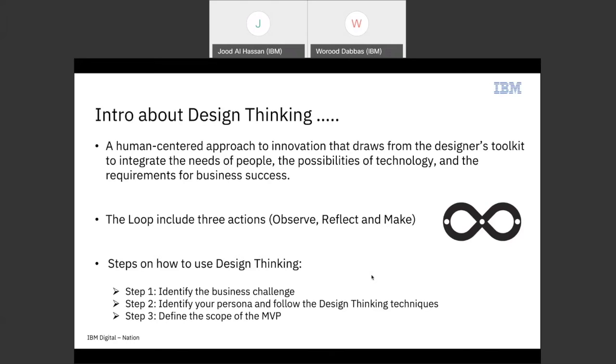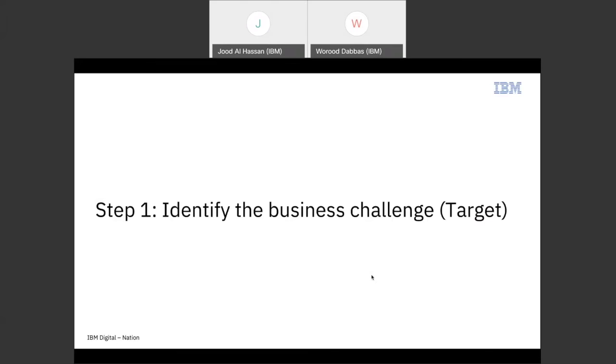And whoever is following the design thinking techniques should make sure they are targeting the right personas by asking them questions, making surveys, and actually putting themselves in their shoes in order to have a clear idea who their personas are. And then you can define the scope of the MVP. You cannot just go ahead and create a solution that the users don't really need. So the first step that we're going to do today is the business challenge.